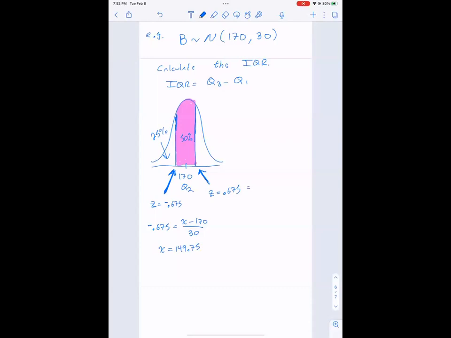And if I do the same thing for the other one, what do I get for the other one? I got 190.25. 190.25. So therefore, what is the IQR? 40.5. So that's option one.